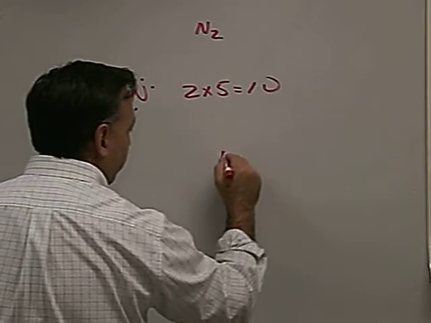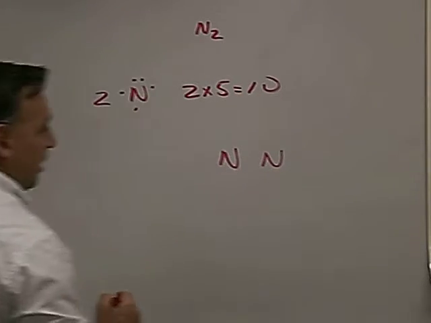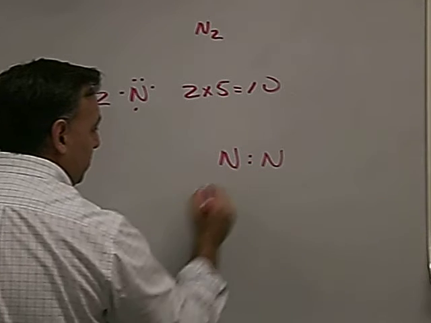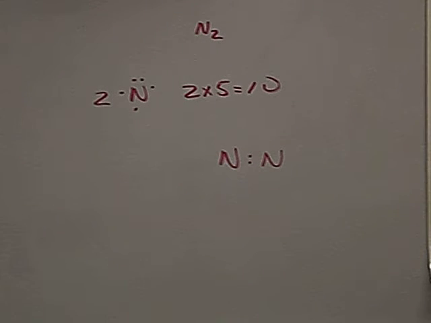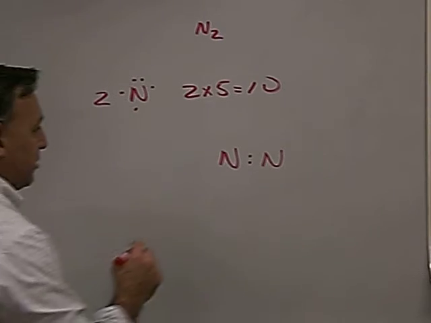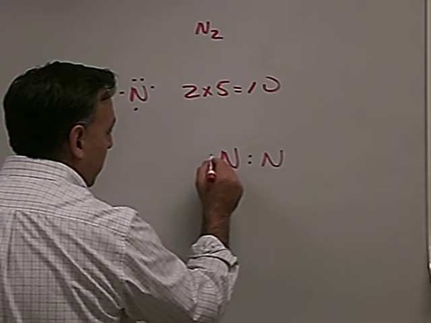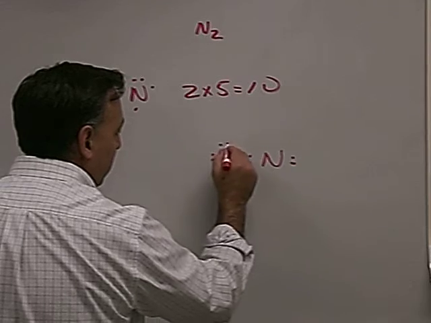The structure is going to be very simple because it's just 2 nitrogens. I'm going to connect the 2 nitrogens with a pair of electrons just like that. That will take away 2 of the 10. I need to distribute 8. I'm going to distribute them this way. 1, 2, 3, 4, 5, 6, 7, 8.